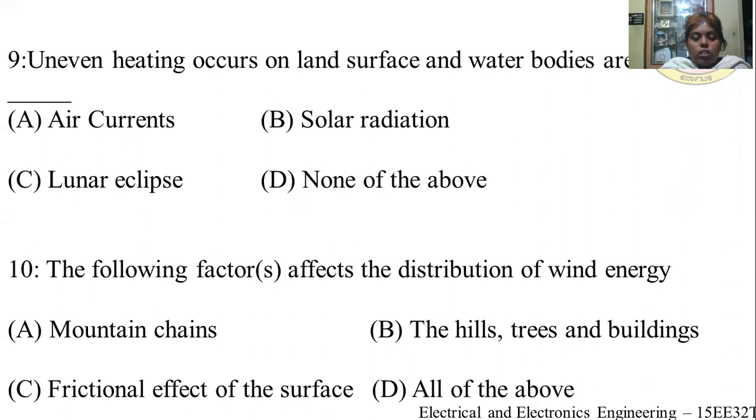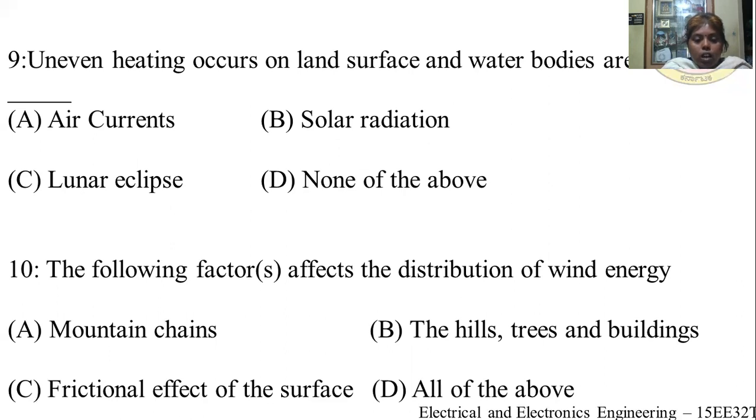Next question, 10th: the following factor affects the distribution of wind energy. The choices are A, mountain chains, B, the hills, trees, and buildings, C, frictional effect of the surface, D, all of the above. The correct answer is D, all of the above, which affects the distribution of wind energy.